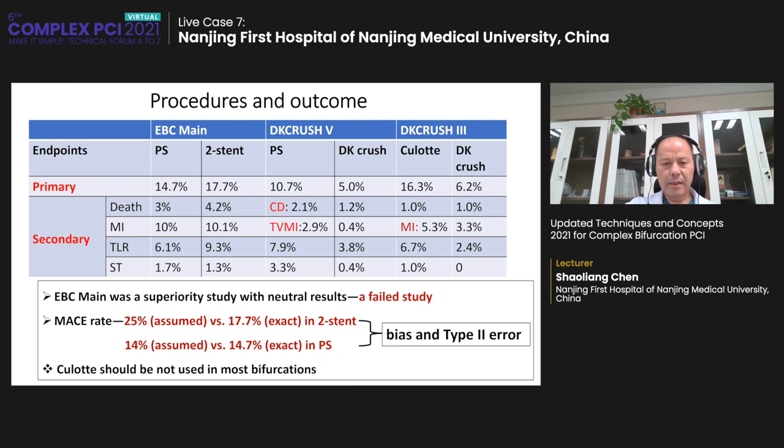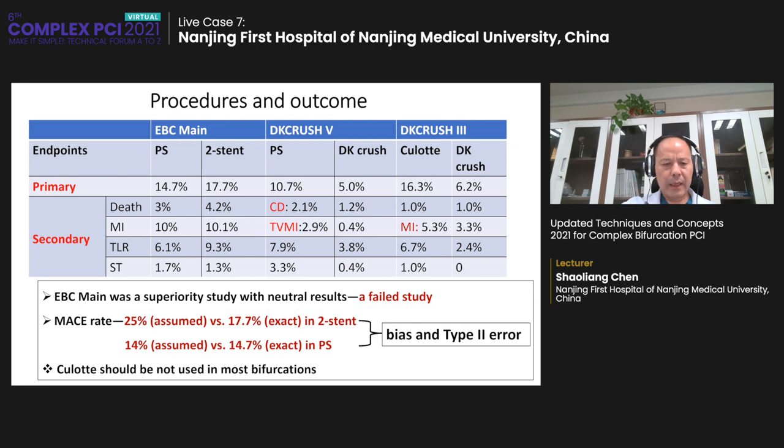Cardiac death and target vessel myocardial infarction were used in our DKCRUSH-V as the primary endpoint. Finally, except for DKCRUSH-V, EBC MAIN and DKCRUSH-III also showed very similar prevalence of stent thrombosis at 1 year follow-up after culotte stenting. Another very important thing was the high rate of stent thrombosis from our DKCRUSH-V study after provisional stenting. It was 3.3%. The reason may be correlated with the high rate of stenting failure for the side branch in the provisional group.